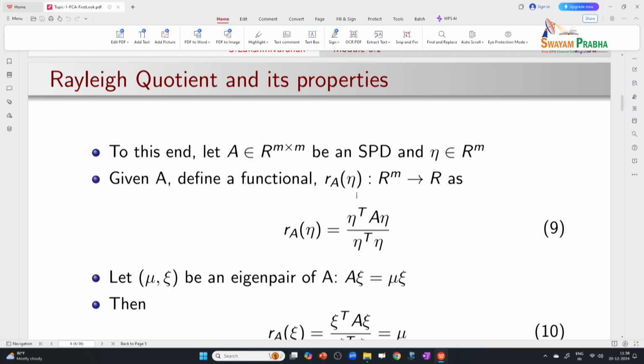So eta is a vector, Rm is a vector space, A is a fixed matrix, and R subscript A of eta is a function that maps Rm to R. So it's a functional that depends on the matrix A. How do I define the functional? The functional R subscript A of eta is defined by the ratio of the quadratic form of eta with A divided by the inner product of eta with eta, that is given by equation 9.